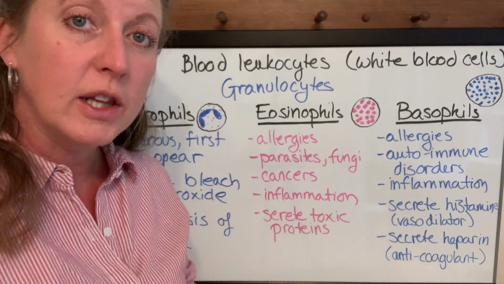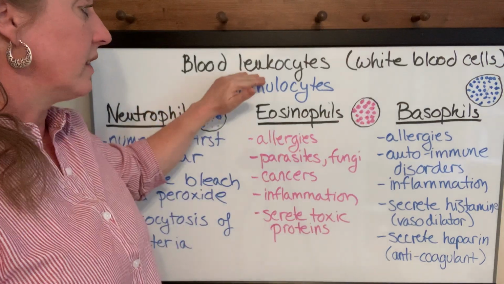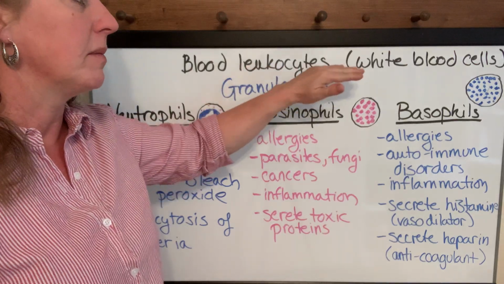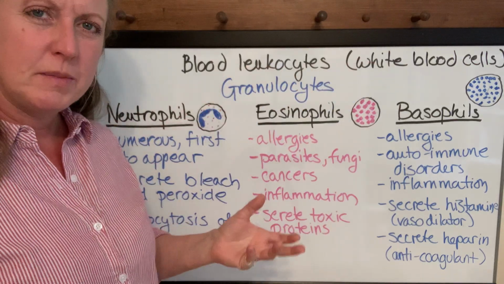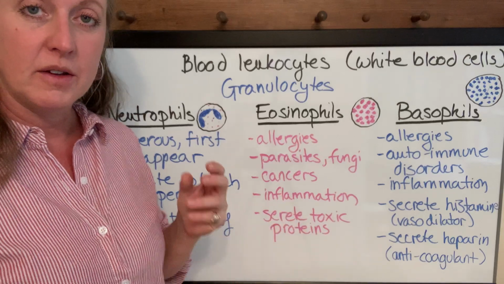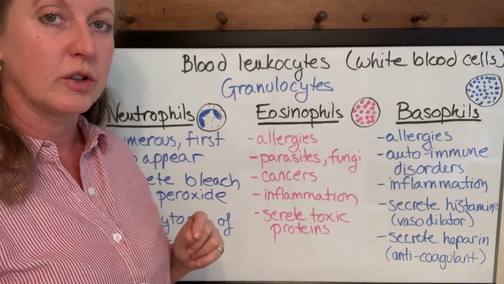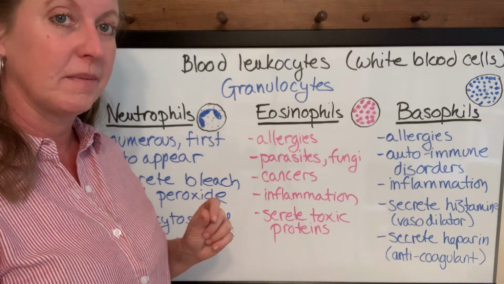Let's talk about blood leukocytes. Leukocytes: leuko means white, cyte means cell, so leukocytes literally mean white cells. And we're specifically talking about the white blood cells that are found in the blood as opposed to in the tissue, which we'll learn a little more about when we get to the immune system.